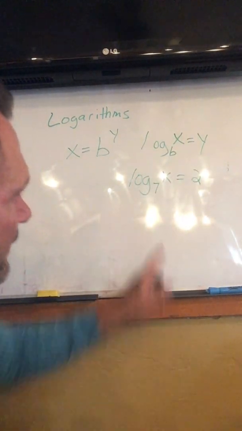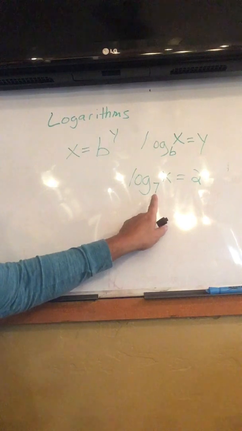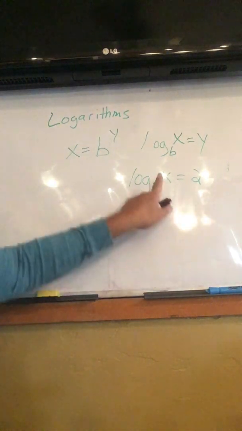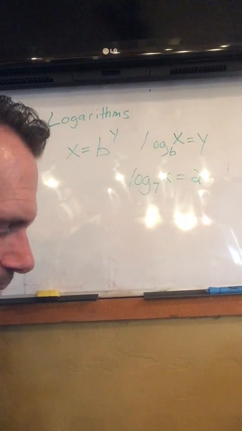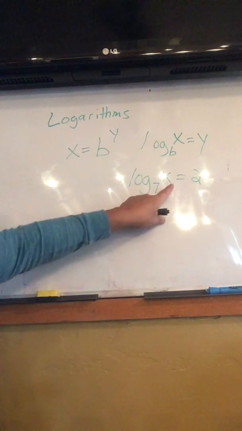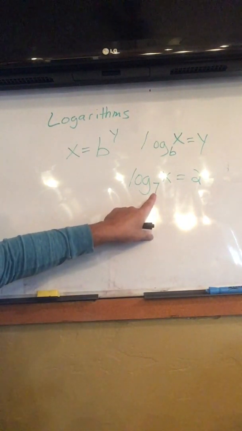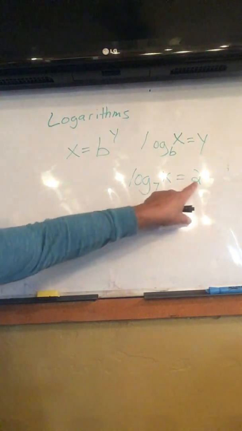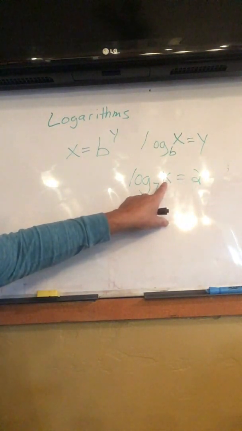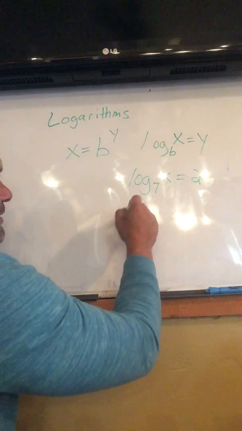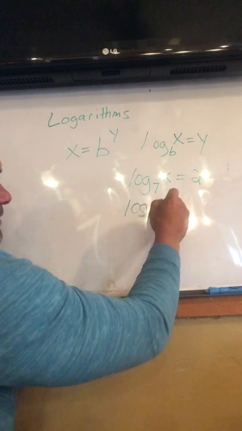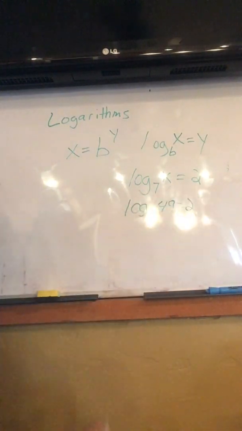So what would x be here? Log base 7 of x equals 2. I'm just going back and forth between the two acceptable ways to describe this. So 7 squared, 7 raised to the second power, is 49. So x would be 49 in that case. Okay.